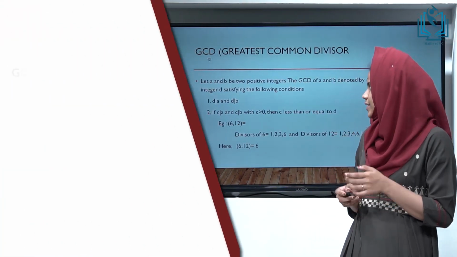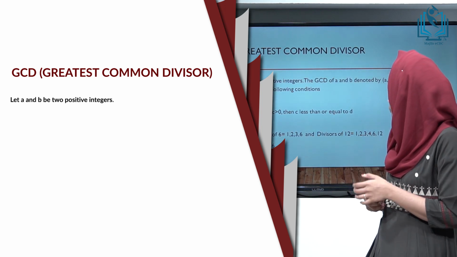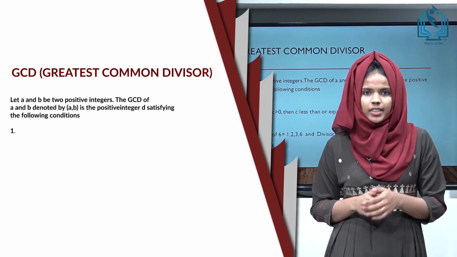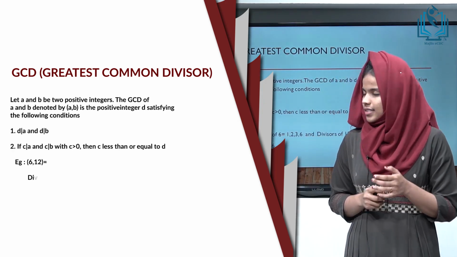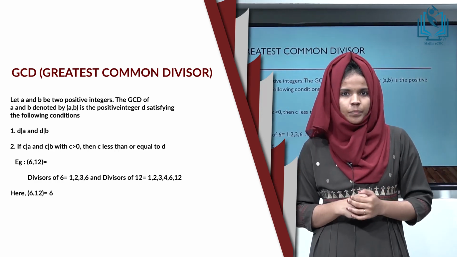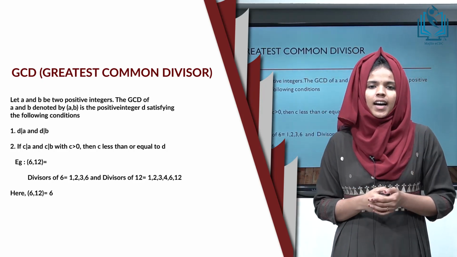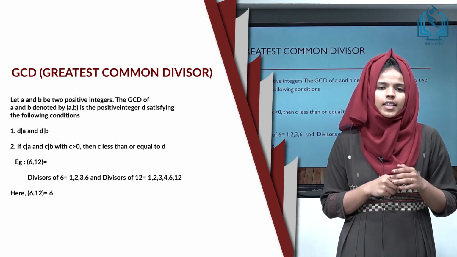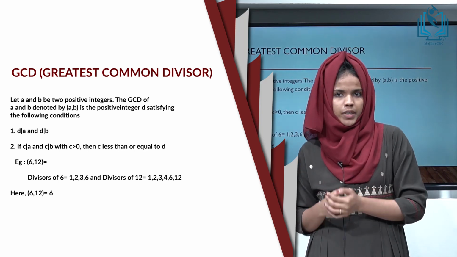Definition: let A and B be two positive integers. The GCD of A and B is the positive integer D satisfying the following conditions. Condition number 1, D divides A and D divides B. As we have told in the case of LCM, D divides A means A is a multiple of D, and D divides B means B is a multiple of D. Then D is a common divisor or factor of A and B.